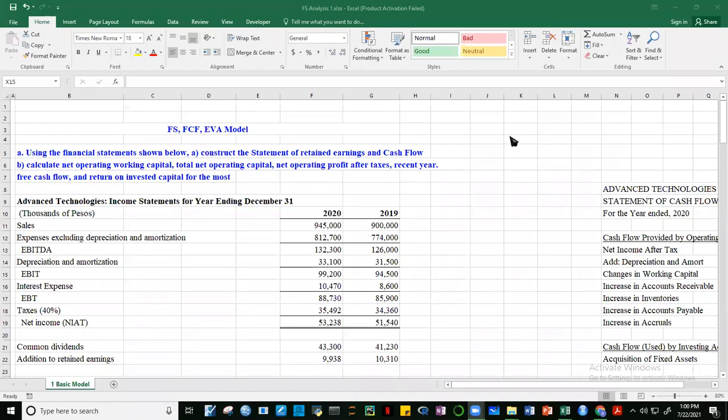So today, guys, we start our discussion on Module 2, which is all about financial statements analysis. For today and for next meeting, we're going to use this. And then next meeting, we're going to use another spreadsheet.